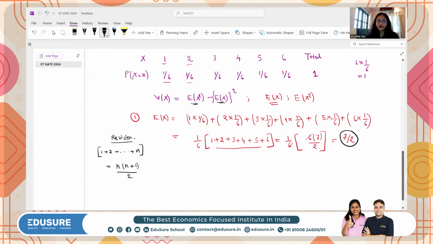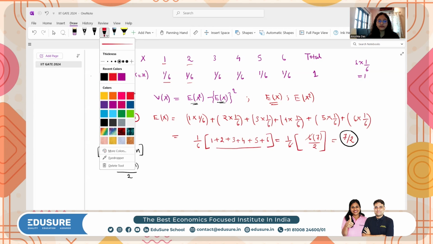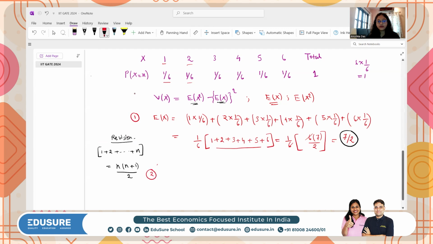So now we have to know what is expectation of x square. So what will be this quantity expectation x square? Simply you have to square the values and then multiply it with the probability. So 1 square into 1 by 6 plus 2 square into 1 by 6. So I am just squaring these values and then I am multiplying it with the probability. That will give me expectation of x square.